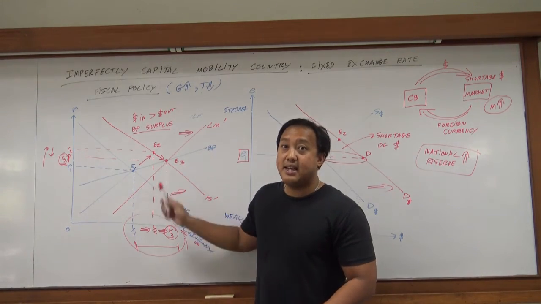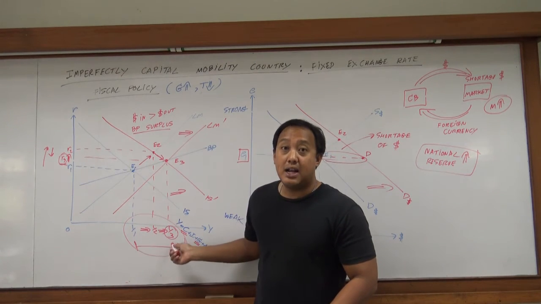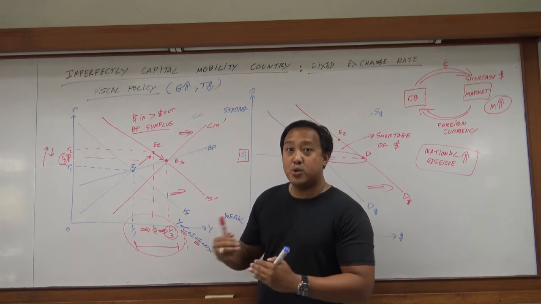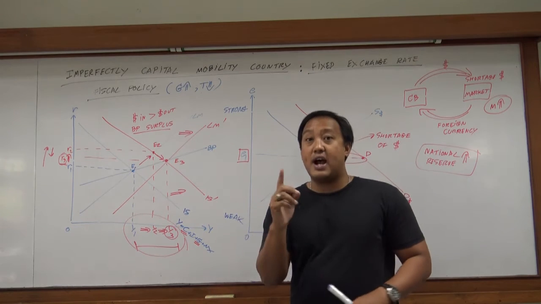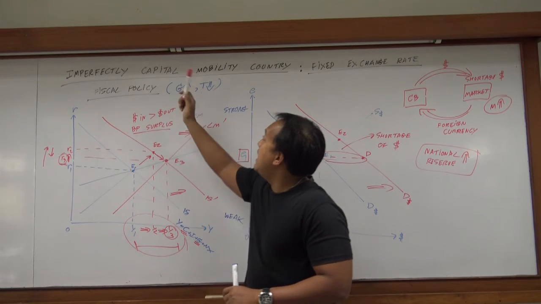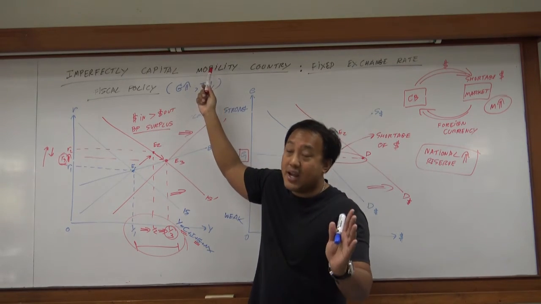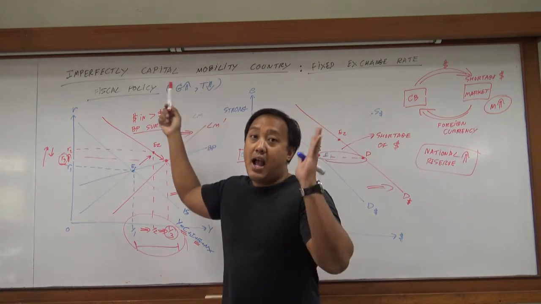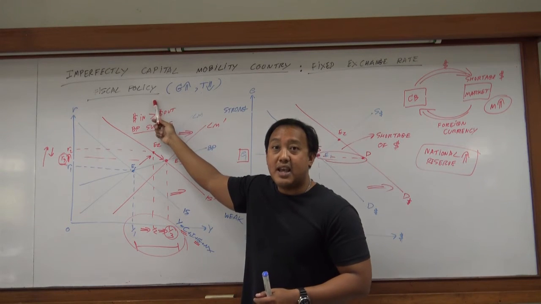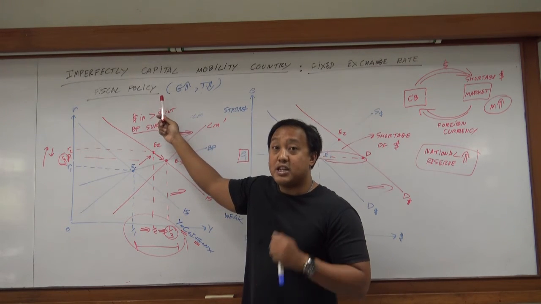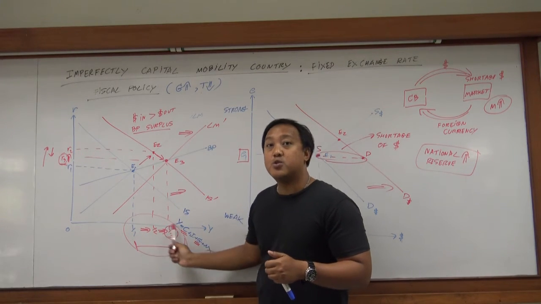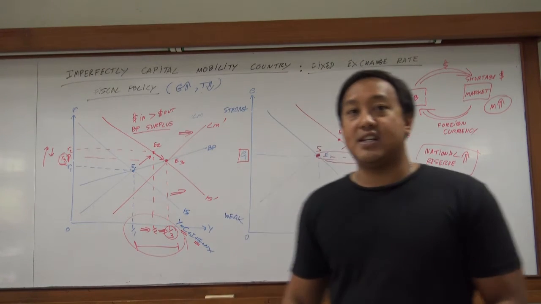So in this case, in the end, you can see GDP increasing a lot, from Y1 to Y2 and Y2 to Y3. GDP increases in two steps. So what does it mean? It means that if your country has imperfect capital mobility, and your country is using the fixed exchange rate system, fiscal policy works very well. GDP increases in two steps, Y1 to Y2, Y2 to Y3. So that's done for the first case.